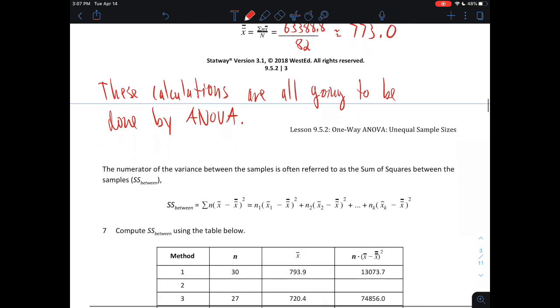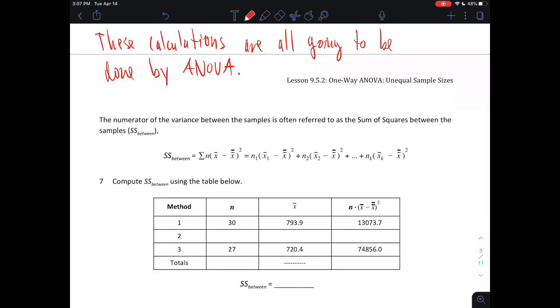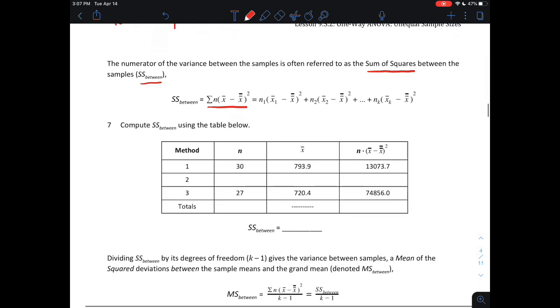So continuing on to the next page, the numerator of the variance between the samples is often referred to as the sum of squares between the samples, which means SS for sum of squares with a subscript between. And all they are saying is the numerator that we had before, which was this expression, that is SS between. So number 7, compute SS between using the table below. So here we need to fill in again what we had on the previous page.